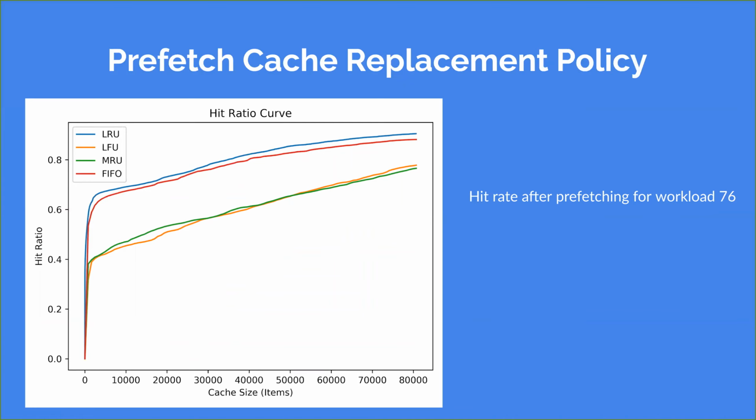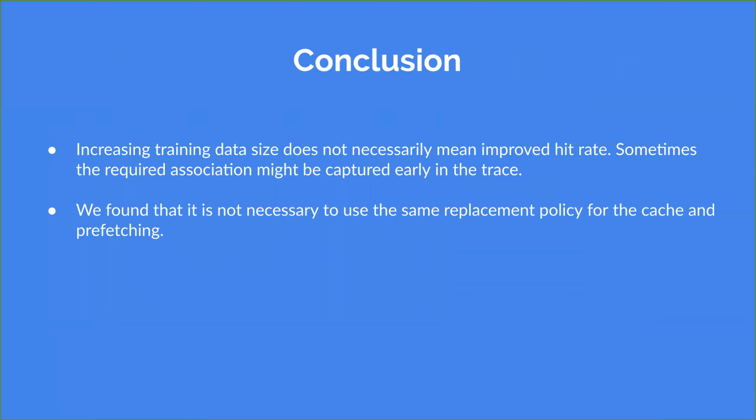So in order to conclude, the two findings from our project are that increasing the training data set size might add more noise to our prefetch data, and also that the same replacement policy should not necessarily be used for the cache and the prefetch cache.